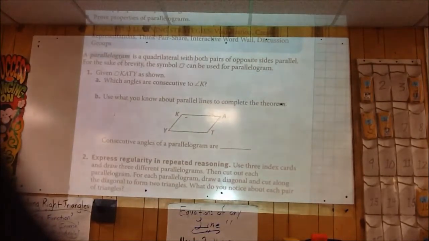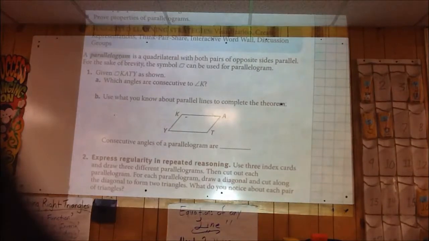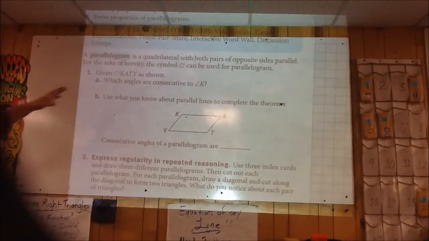Anyway, so know the symbol for it and know the definition that both pairs of opposite sides are parallel. But we're going to be learning a lot, proving a lot of properties about these parallelograms. So let's just dive right into it.